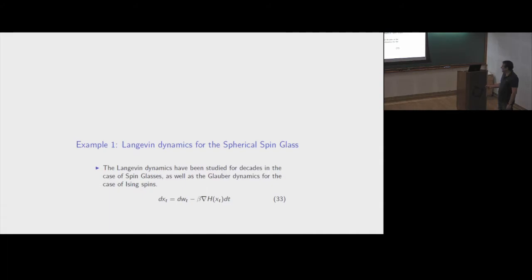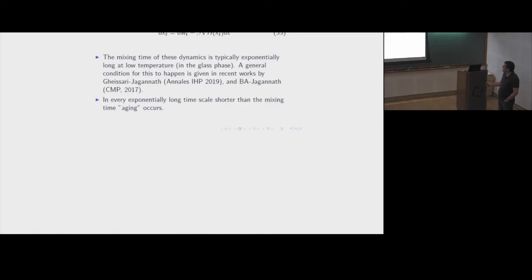Okay, so Langevin is of course something like this. I write H because it's a Hamiltonian, but in fact it's the same as our empirical risk function, R hat. And the mixing of these dynamics is typically exponentially long at low temperature in the glass phase. If you want a mathematical proof of that, and a characterization of when it's true and when it's not true, it has been done in recent works by Reza Gheissari at the Institut Henri Poincaré in 2019, and myself and Jagannath in CMP in 17.